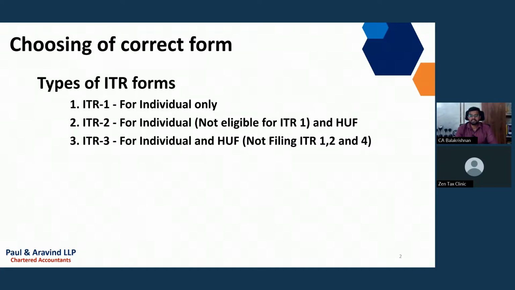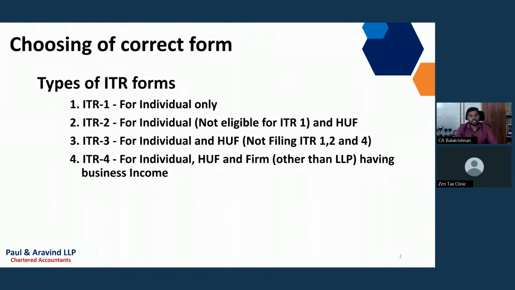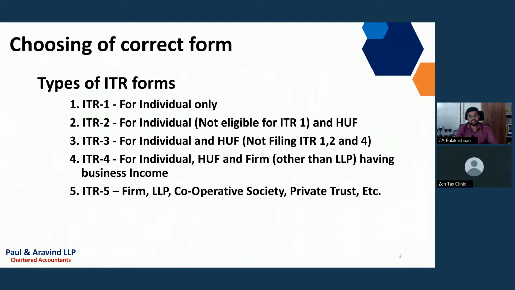ITR 3 is for individual assessees who have business income and are not eligible to file ITR 1, 2 and 4. ITR 4 is generally for presumptive taxation, which means if the assessee is opting for 44AD or 44ADA, then the assessee can go with filing of ITR 4. The total number of pages is significantly reduced compared to ITR 3. ITR 5 is the residual form.